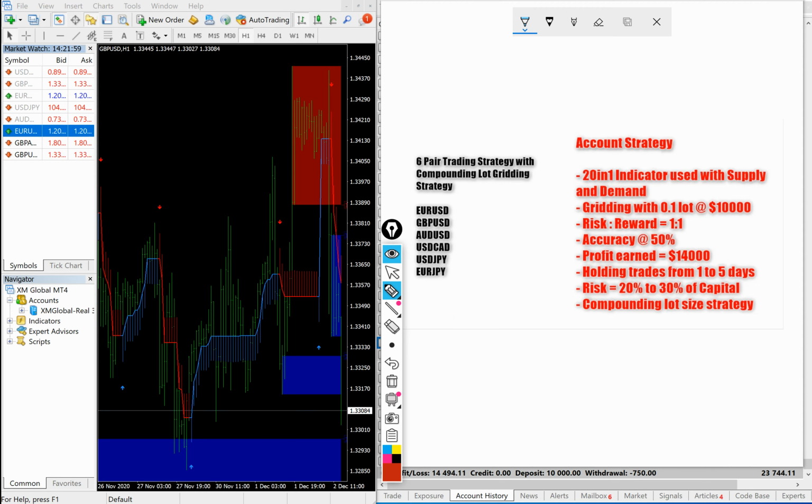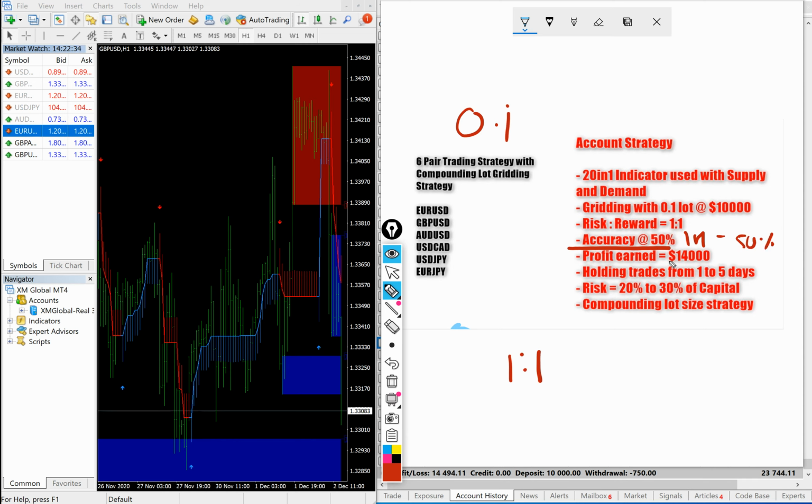A human cannot do it, because with every 10 pips a human cannot place an order. So this is completely automated trading based on our trend indicator and our supply and demand indicator. Here the gridding is done basically with 0.1 lot size. Now the risk and reward on this account is 1:1. Accuracy, minimum we are expecting it to be 50%.